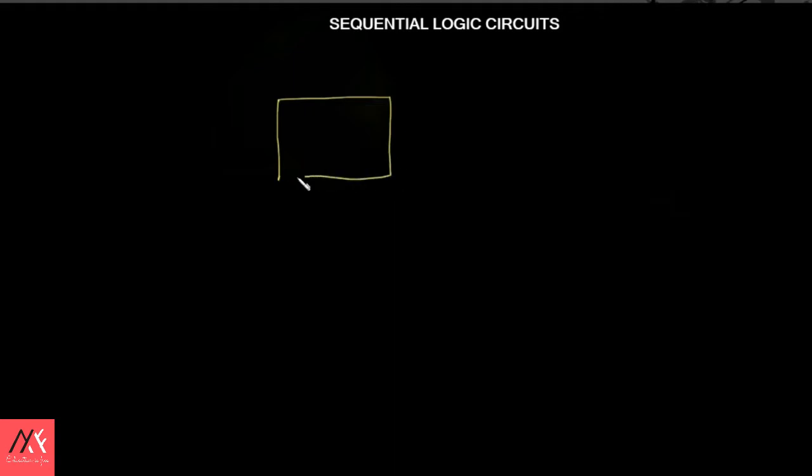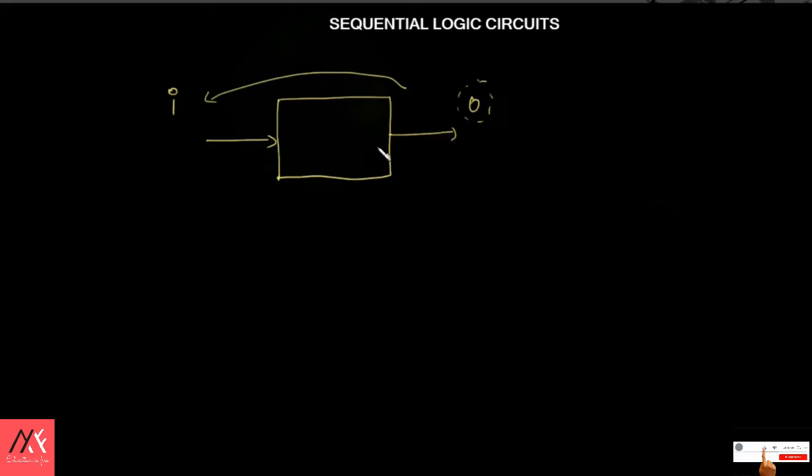We have a logic circuit here, and there will be an input given to you, and you'll get an output, right? So the input is controlling the output directly. That means the output is purely depending on what is there in the input. If there is a change in the input, there will be a change in the output, right? So this is for combination logic circuits.